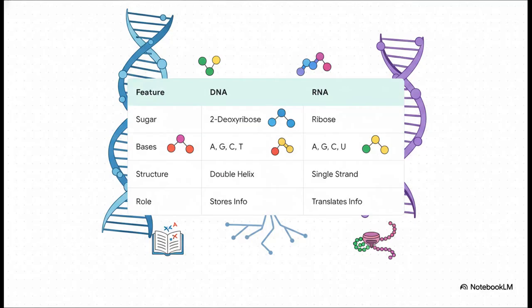This table lays it all out perfectly. You can see the difference in the sugar we just talked about, but look at the bases too. DNA uses thymine, while RNA swaps that out for something called uracil. And of course, the overall structure is different. DNA has that super stable double helix, which is perfect for storing information, while RNA is a more flexible single strand, ready for its active role in translating that information.